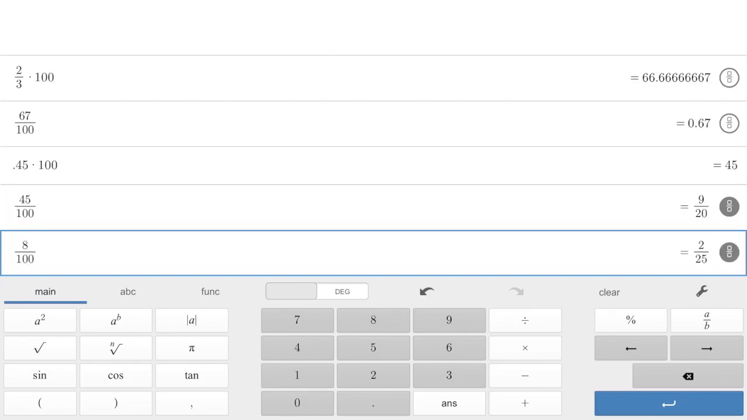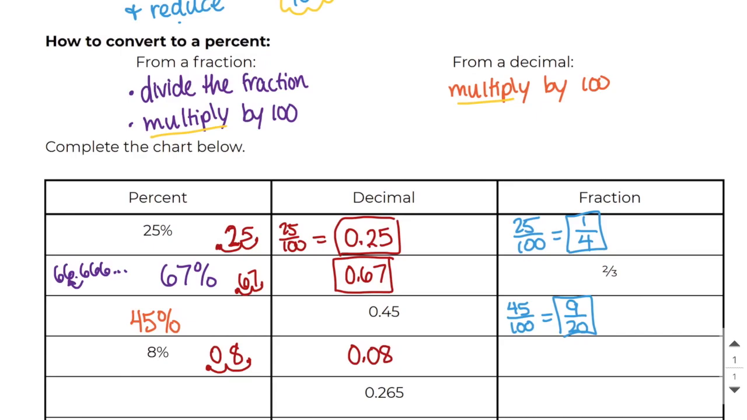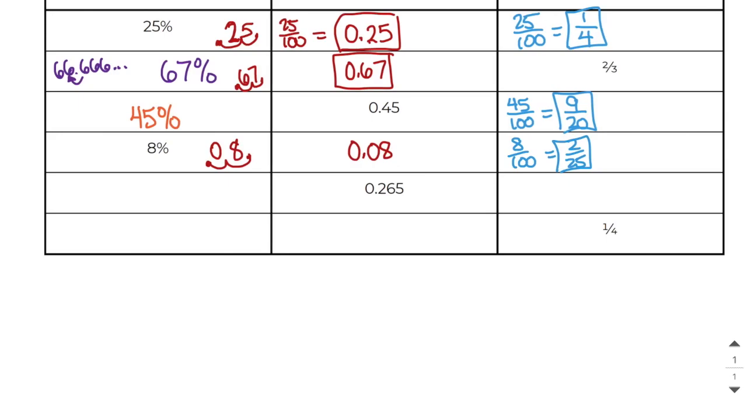And then as a fraction, it would be 2 out of 25. So as a decimal, 0.08. As a fraction, 2 out of 25. So here we can say this is 8 out of 100, which we just found out reduces to 2 out of 25, okay? In our next example right here, we have 0.265.